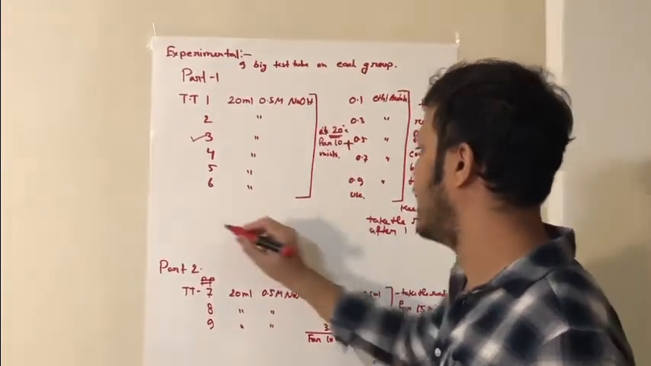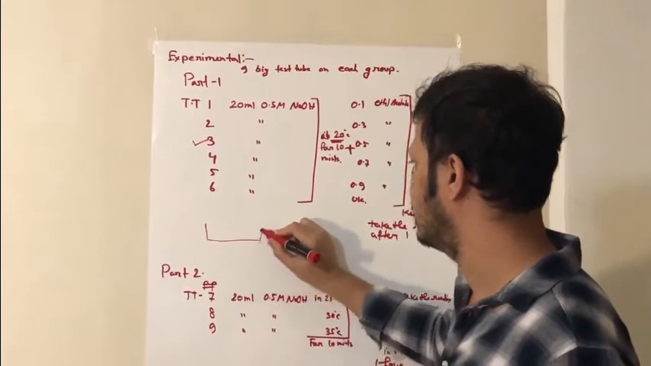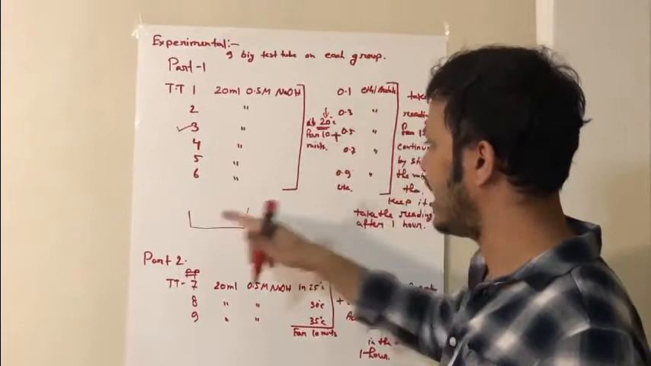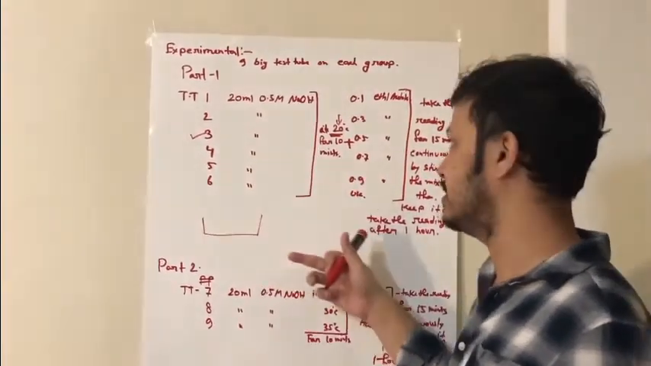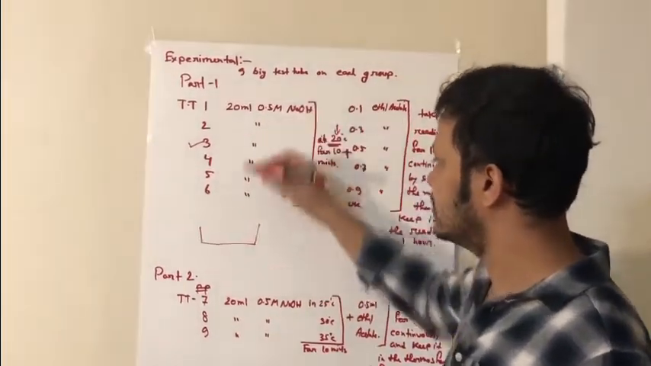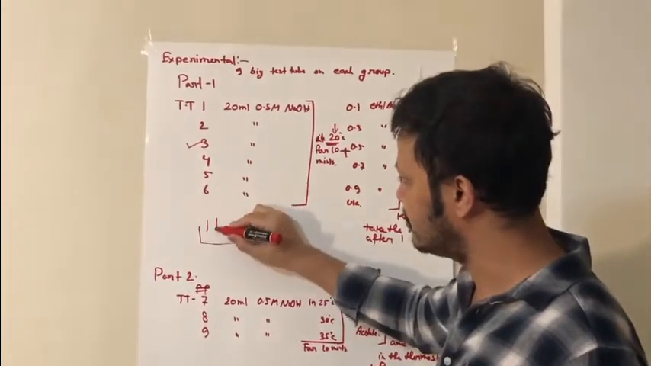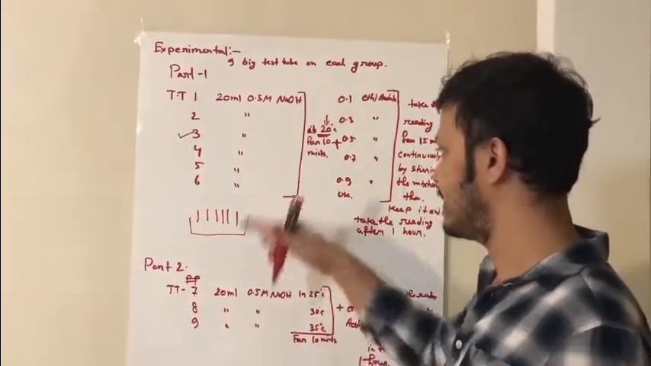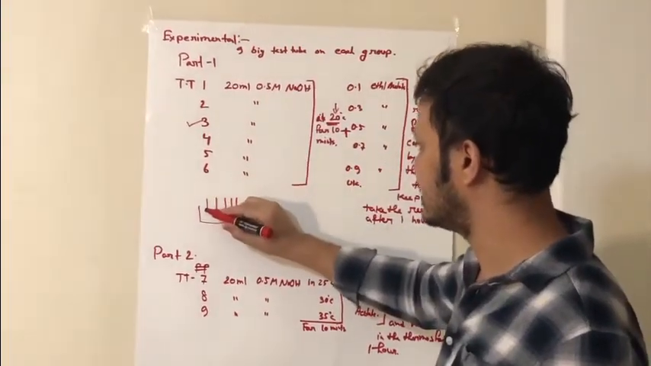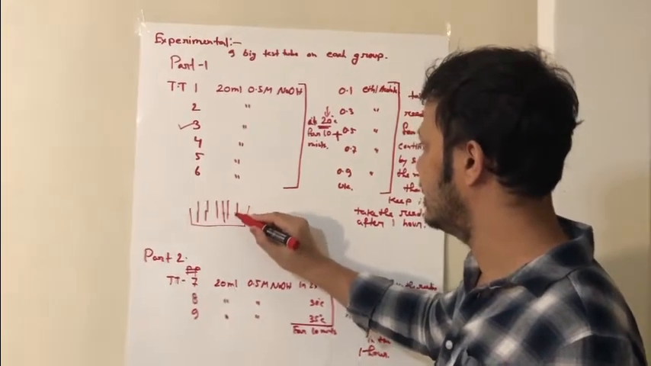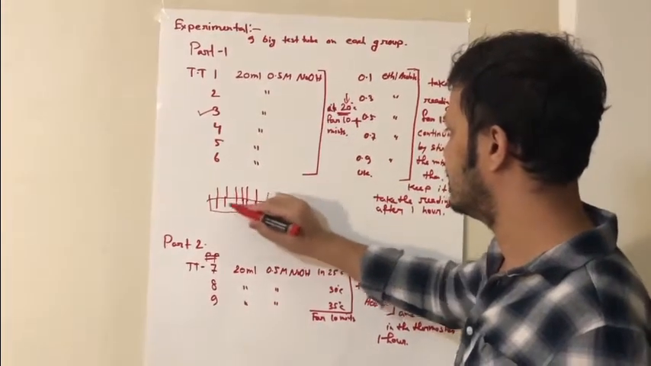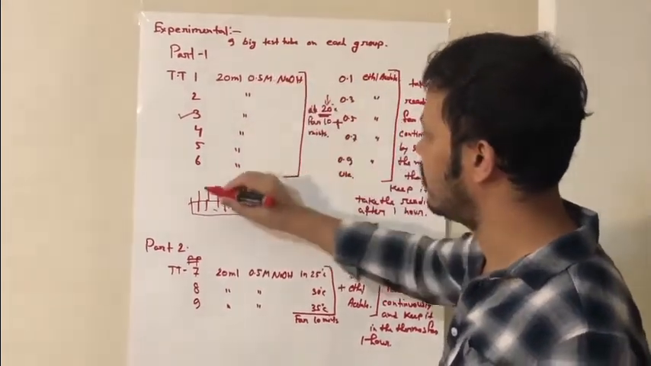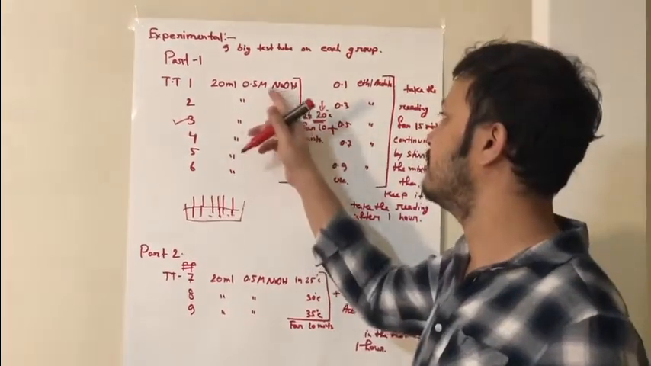Then we will have a water bath at a temperature of 20 degrees Celsius. Try to look at this, 20 degrees Celsius. So you have a water bath at 20 degrees Celsius. Then you will put all of the test tubes, 1, 2, 3, 4, 5, 6, inside the water bath, and you will keep them there. In each of them you have 20 ml of 0.5 molar sodium hydroxide.